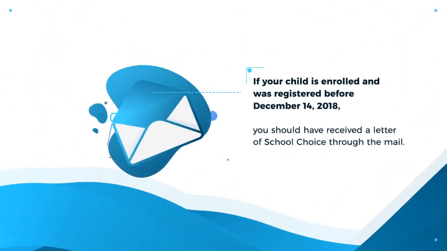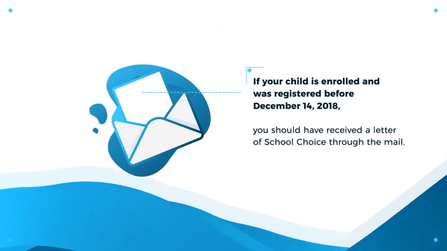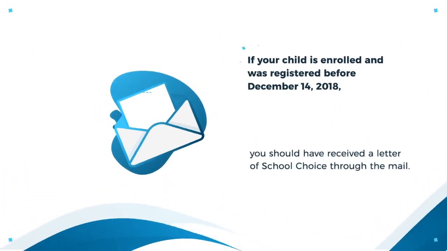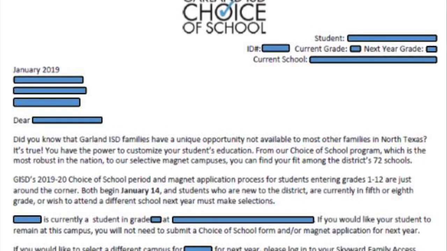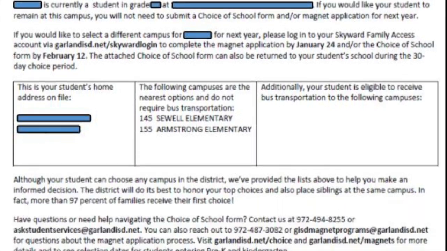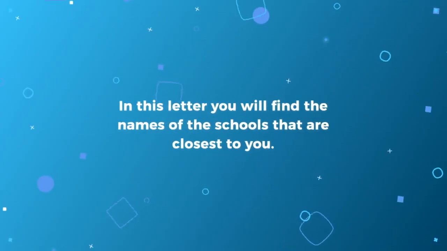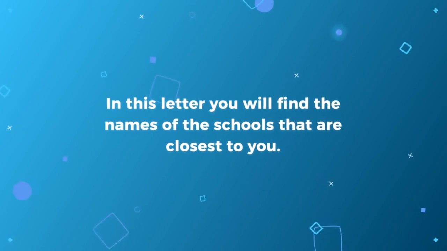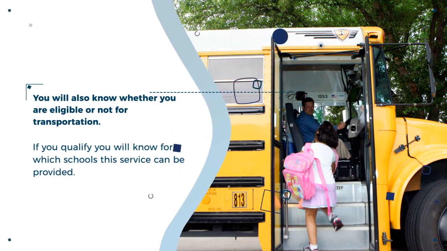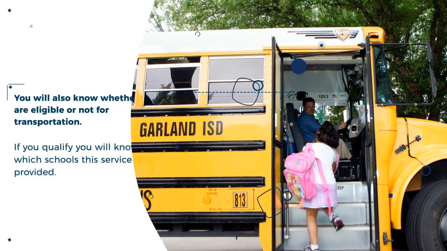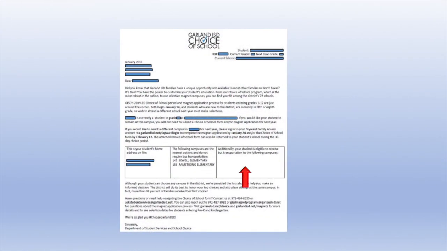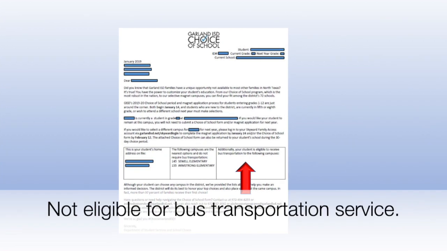If your child is currently enrolled and was registered before December 14, 2018, you should have received a letter of school choice through the mail. In this letter, you will find the names of schools that are closest to you. You will also know whether or not you are eligible for transportation. If you qualify, you will know for which schools this service is provided. If the box on the right is empty, your child is not eligible for bus transportation service.